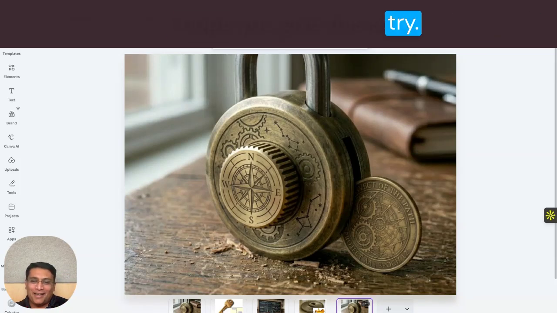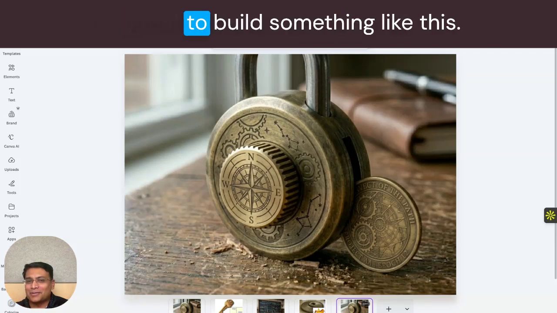I hope you give this a try. Best of luck. I'll look for a video if you ever make this. I think 3D printers would be great to build something like this.